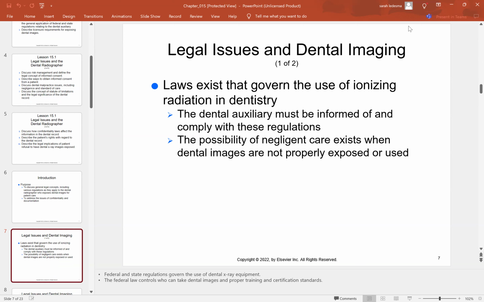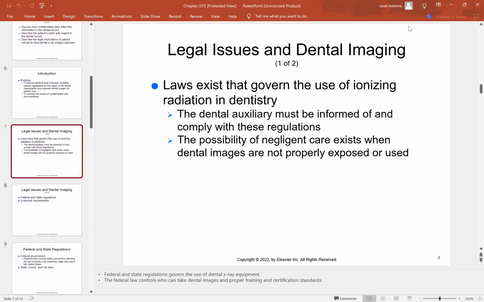Laws exist that govern the use of ionizing radiation in dentistry. The dental auxiliary must be informed of and comply with these regulations. The possibility of negligent care exists when dental images are not properly exposed or used.